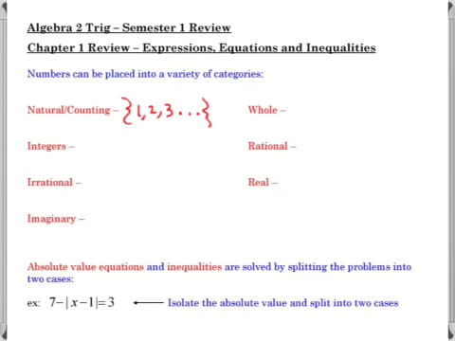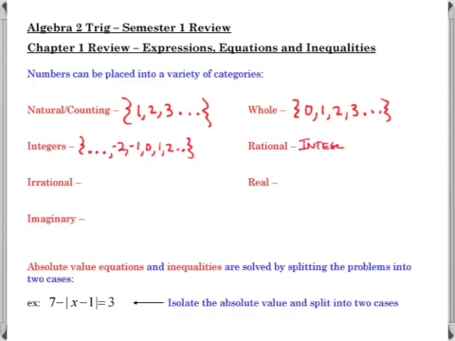Alright, so here's our review for chapters 1 through 3. We just start off with our sets of numbers. We have the natural counting numbers, which are what you learn to count with, 1, 2, 3, all the positive integers, and then we have the whole numbers, which is just the addition of 0. The integers are our negatives as well as our positive whole numbers.